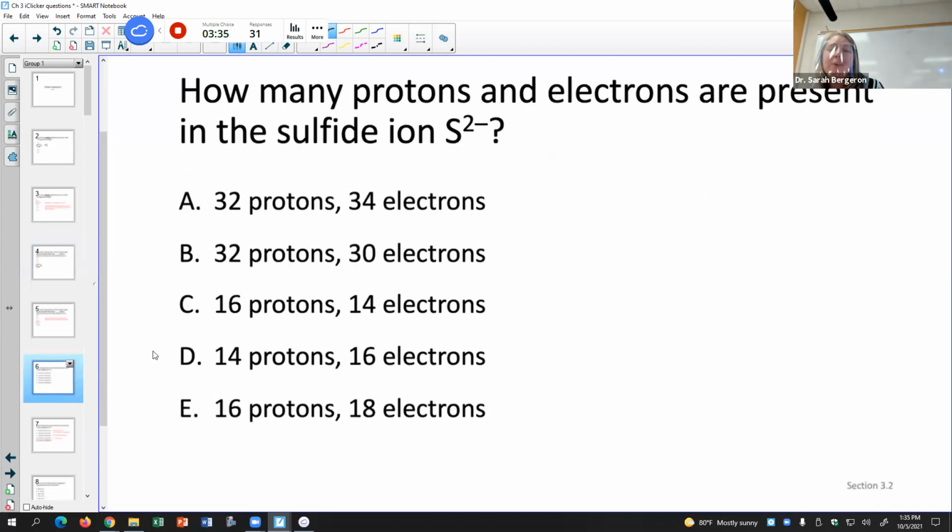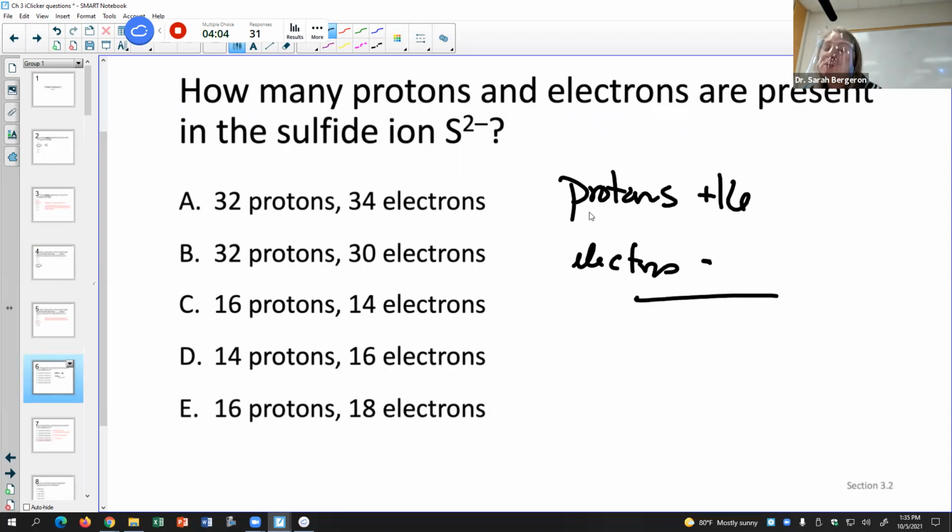All right. How many protons and electrons are present in a sulfide ion, S2-? So let's look at protons first. Look at sulfur, it's element number 16. So how many protons? We have 16. Okay, now electrons. Be careful with this. Protons are 16 and they're positive, and I have to have some number of negative in order to end up with a +2. So how many electrons are in this sulfide ion? 14.